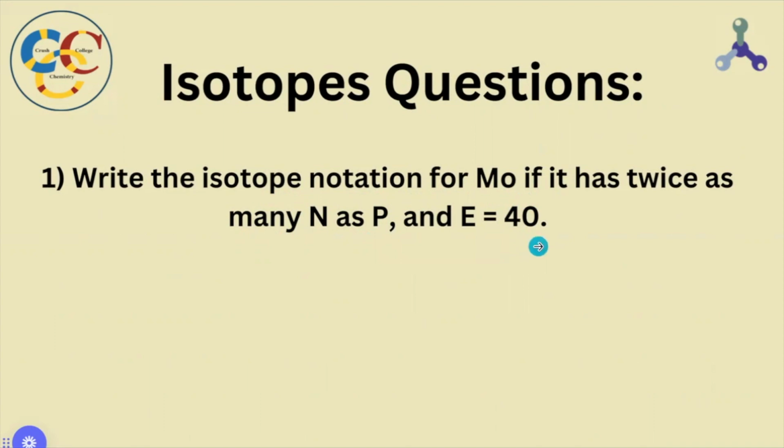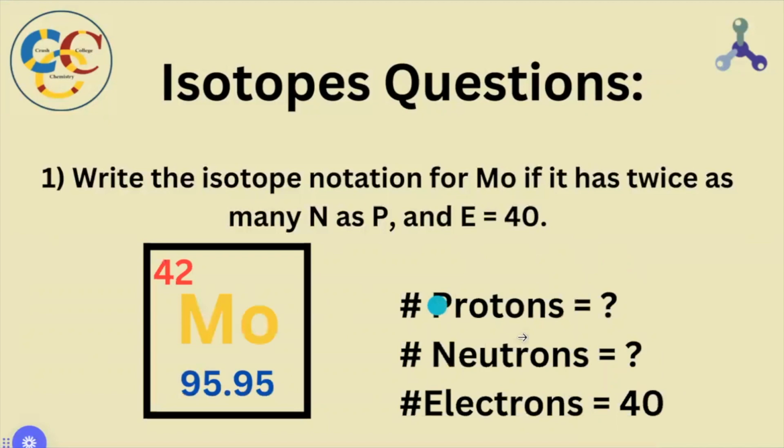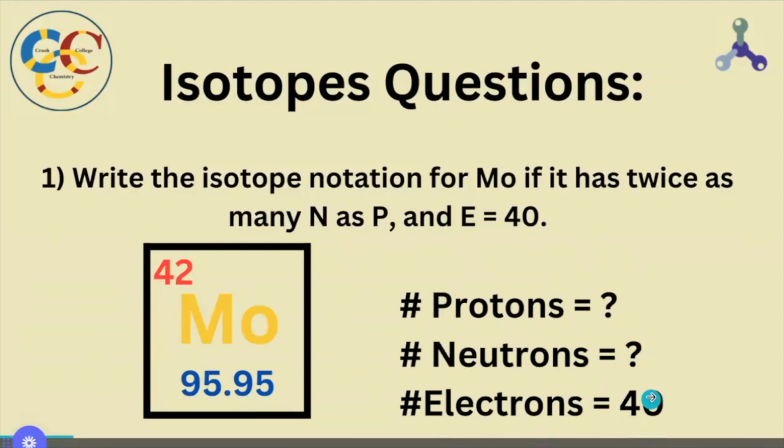Now, there are many different ways to solve this problem. One of them is to look at the isotope notation and build from there using this explanation right here, but I recommend not doing that and instead starting with the periodic table. So we want to use the periodic table to figure out the number of each of the subatomic particles. It's clear that the number of electrons is 40.